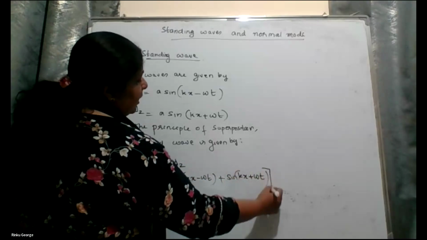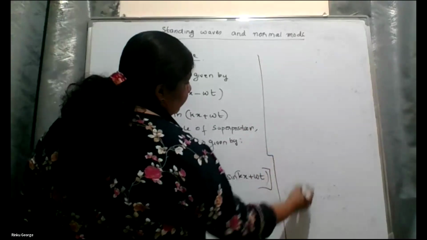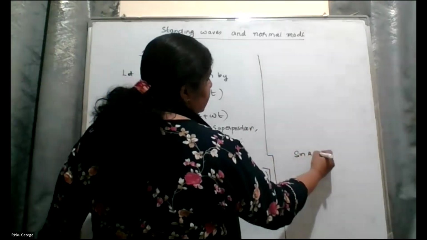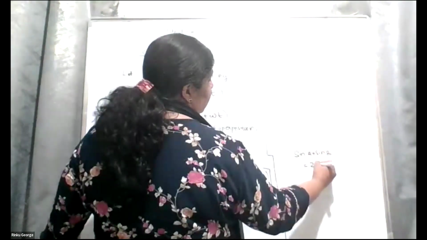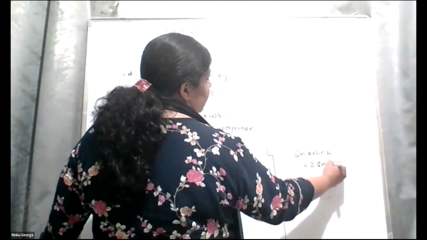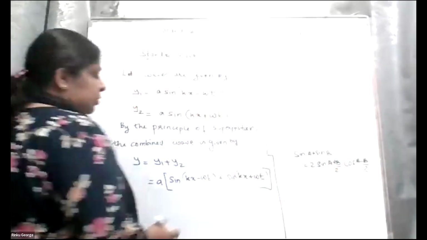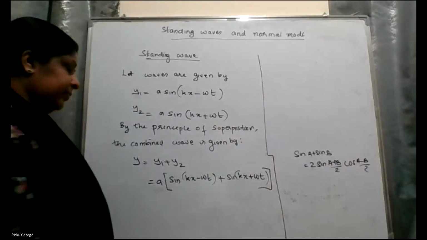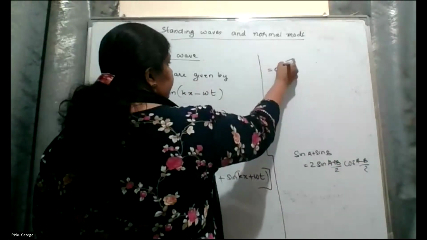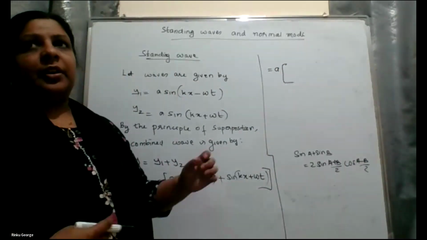What is sine A plus sine B? Last class we did. What is sine A plus sine B? It is 2 sine((A plus B) by 2) times cos((A minus B) by 2). That is the formula. So you have sine A plus sine B. Apply this formula and write what you are getting.